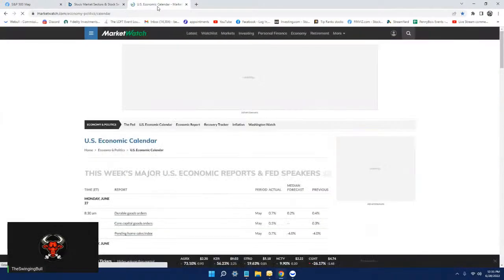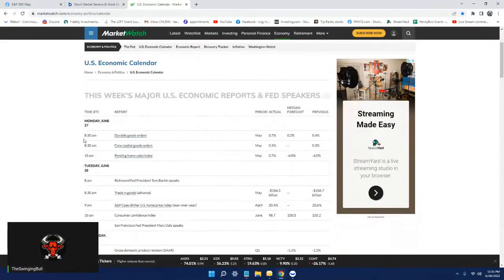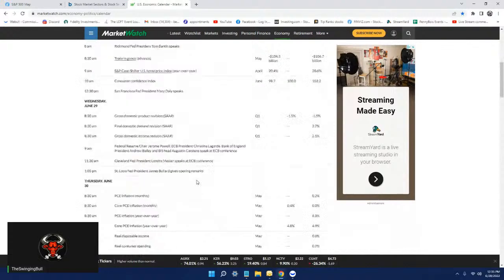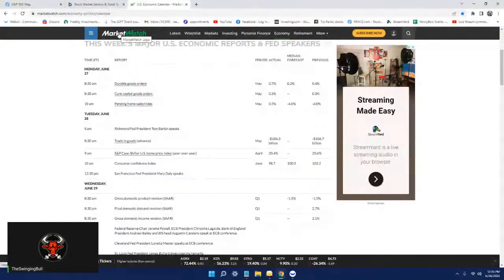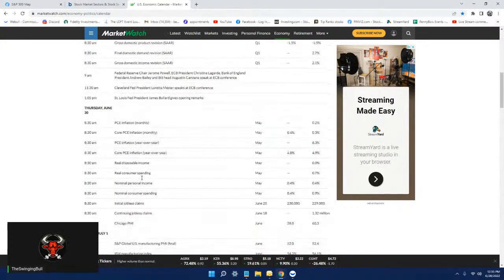And then also, look at the economic calendar. This shows us the different reports and meetings that are going to be going on for the week. This is on MarketWatch: marketwatch.com/economy-politics/calendar. So you can add this to your bookmarks as well. And I like to pull this up on Monday, so I know what's going on throughout the week.